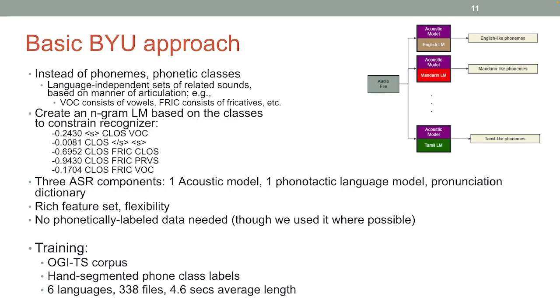And here's the basic BYU approach. So instead of phonemes or phonetic classes, they had classes like fricatives and closure and voiced sound here. And they created this n-gram language model based on the classes to constrain the recognizer. Okay. There are 3 ASR components, right? The acoustic model, the phonotactic language model, that is like this stuff, classes of sounds, and the pronunciation dictionary.